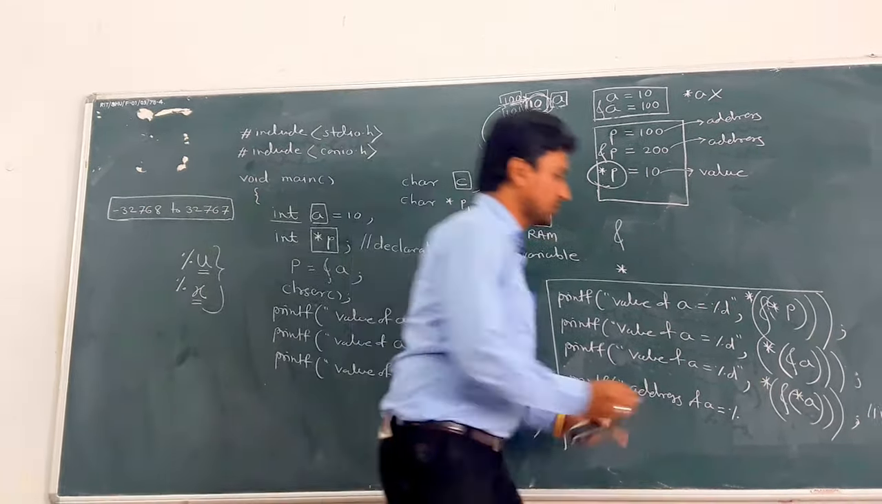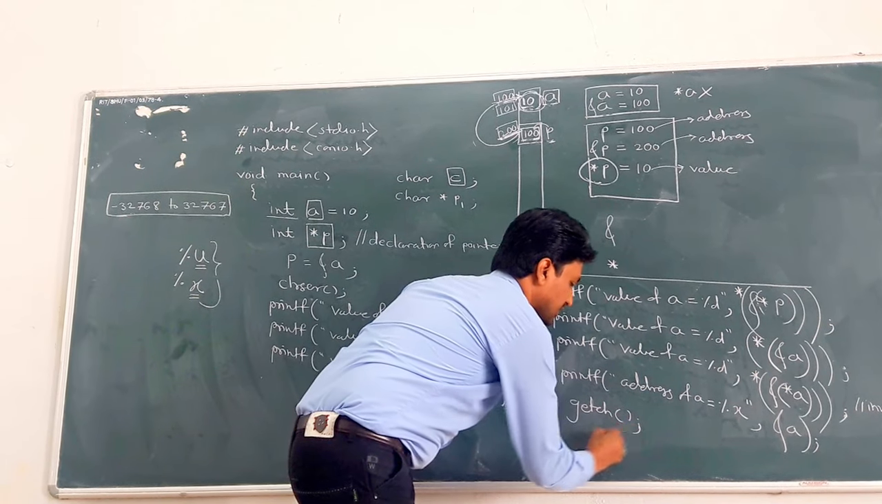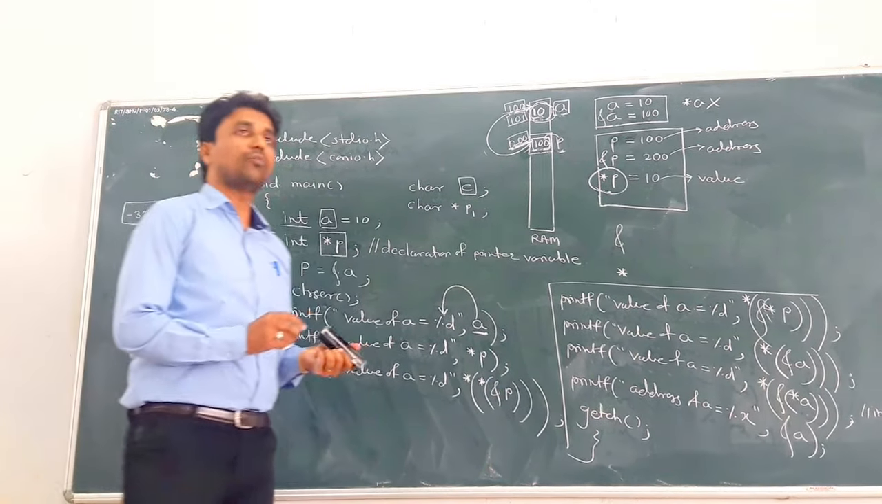So use %x, double quotes complete, comma. Now how can we print the address? Use ampersand of. Clear? Just ampersand of a gives you the address of value variable a. It can be anything, it depends on the RAM where memory is allocated to that particular variable a. Clear? Next, getch, and the curly bracket of the main function is completed. So this is the basics of the pointer.